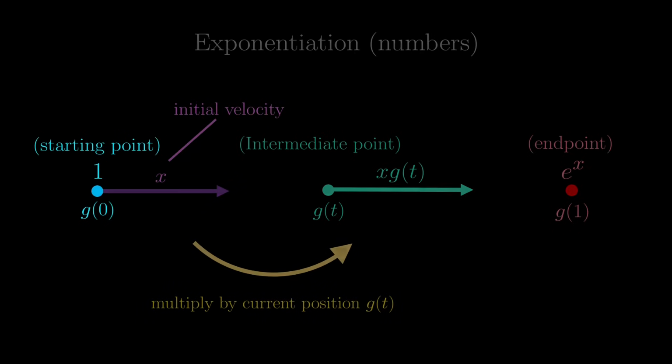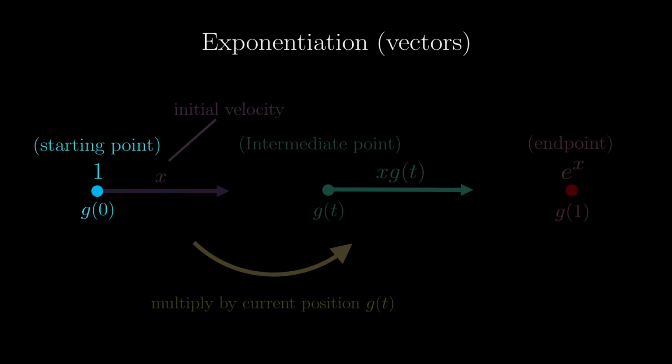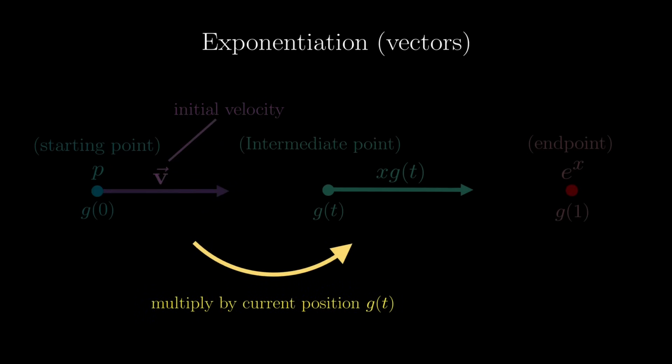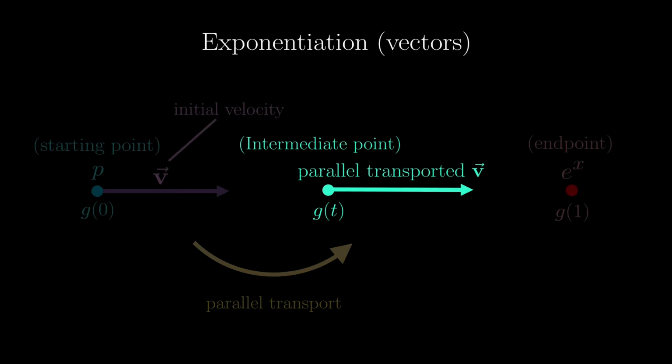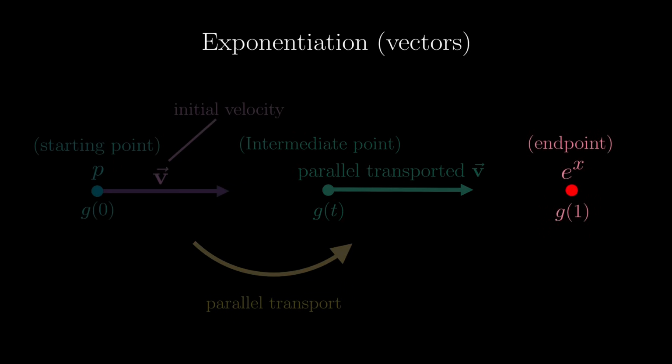For exponentiation of vectors, this starting point is now changed to p, a specified point on the manifold. The initial velocity now is really a velocity vector v. This is also the thing that we try to exponentiate. To go from the initial setup to the intermediate setup, this time we parallel transport instead of doing any multiplication, so that this is the intermediate setup. Very similar to the case of normal numbers, we stop the process after 1 unit of time. The end result is the exponential of the initial velocity.